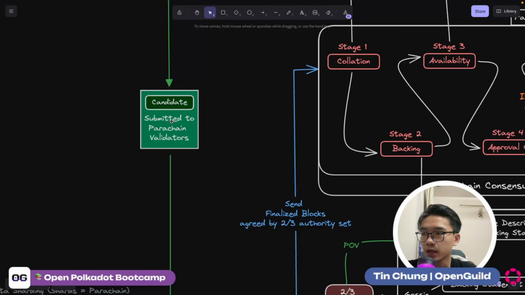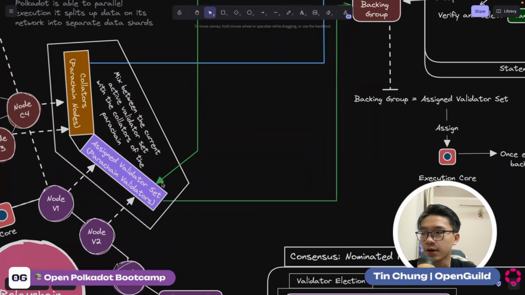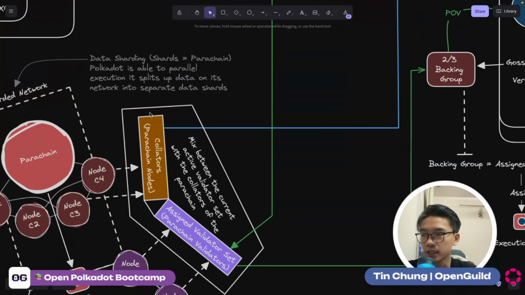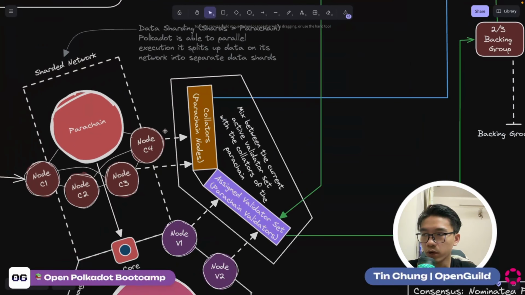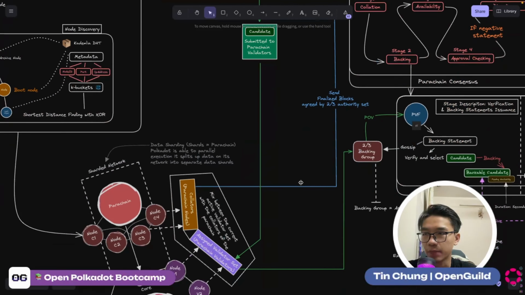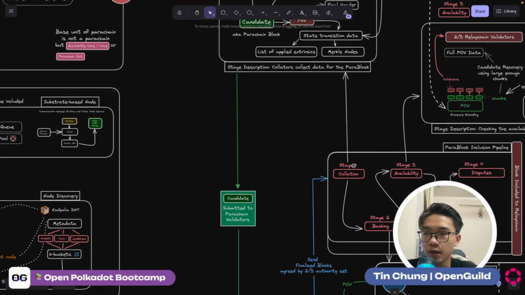Now, what happens after we have collected and processed this candidate? We submit this candidate to the parachain validators, who are assigned from the validator set of the relay chain. So as you can see, this process happens here: the node as the collator sends to process the collations at stage 1 of the block inclusion pipeline.